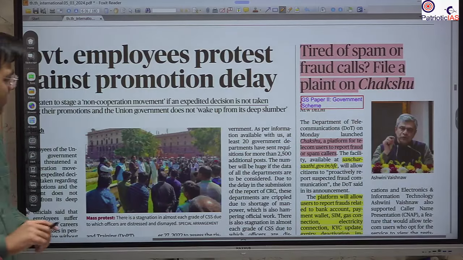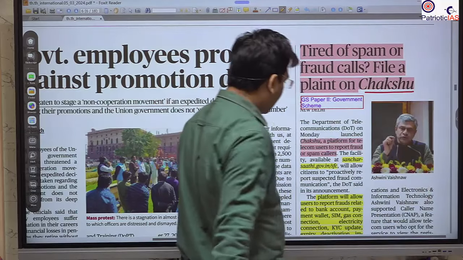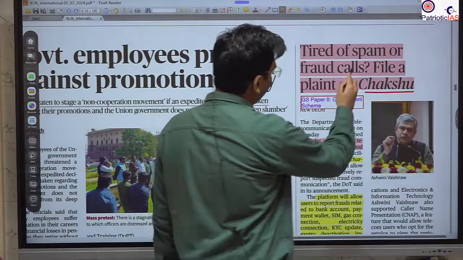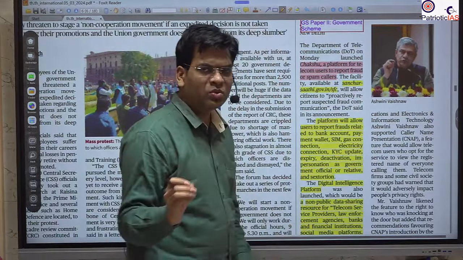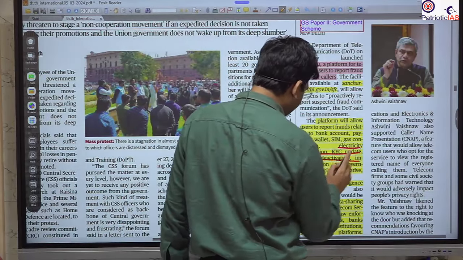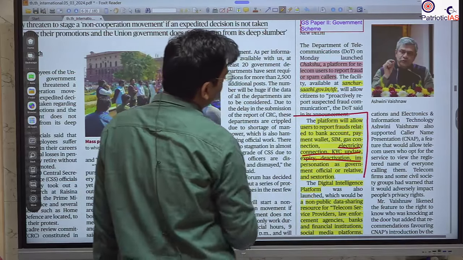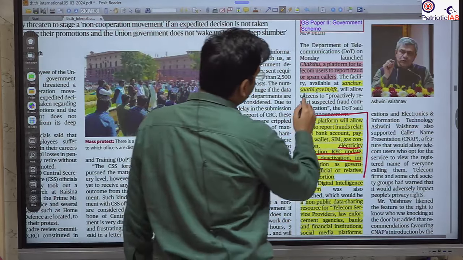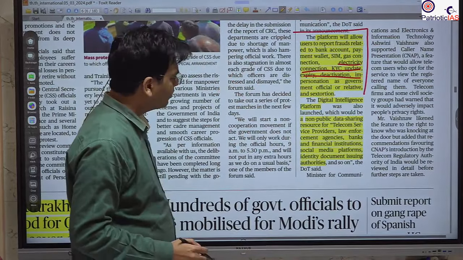The next important news is with respect to a platform named Chakshu. Whenever you are facing continuous fraud calls or spam, or anything you feel is not genuine, like an electricity connection or KYC update, and you are getting such calls again and again, you can register your complaint at Chakshu, which is on sancharsathi.gov.in. Okay, so please remember this for the prelims.